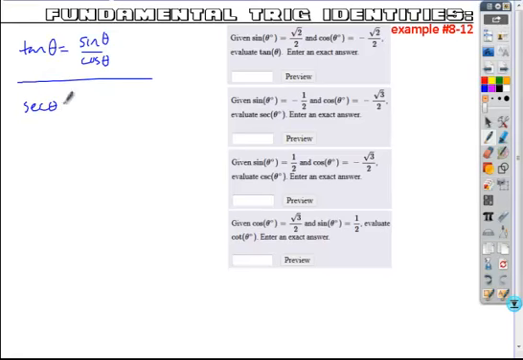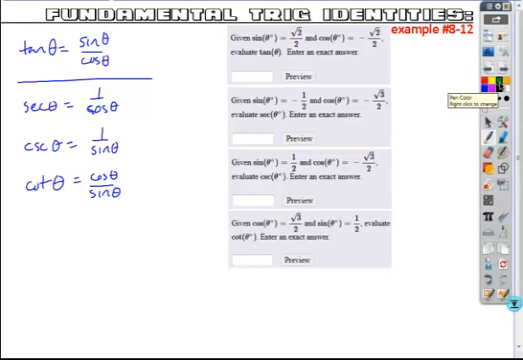So we know that the secant is the reciprocal of the cosine. The cosecant is the reciprocal of sine. And the cotangent is the reciprocal of tangent, which again, instead of writing 1 over tangent, I'm going to just take the reciprocal here, cosine over sine. So being aware of these four trig identities is going to allow you to sort of work through and evaluate some of these values here.